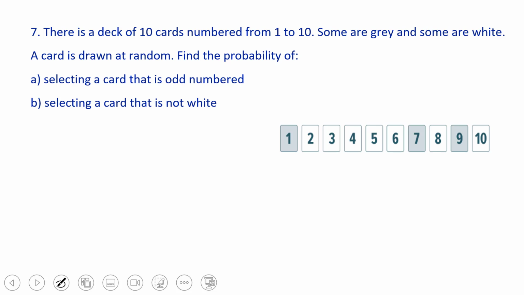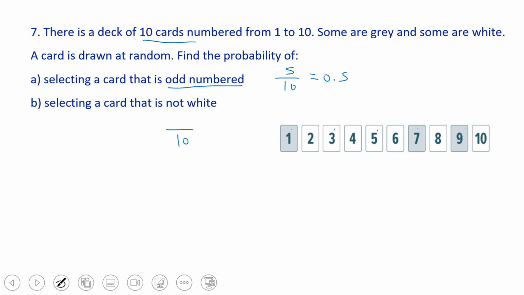Now, how many outcomes do I have here? Yeah, I have 10 cards. So this is the 10 cards. So my probability's denominator will be 10, right? In both of these two sections, right? Now, odd numbers. What are the odd numbers here? 1, 3, 5, 7, 9. Okay. How many? 5. So I have 0.5.